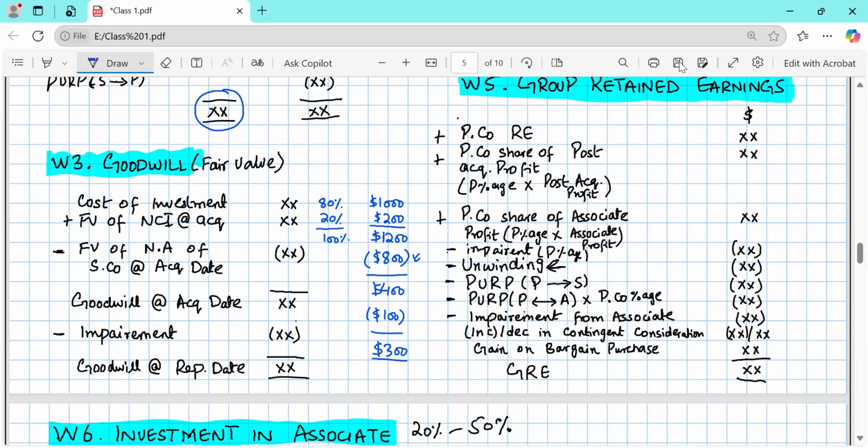Similarly, due to some factors, the goodwill can be impaired as well. The value of the goodwill can decrease. So that is impairment, and you will deduct that as well. Clear working tree.